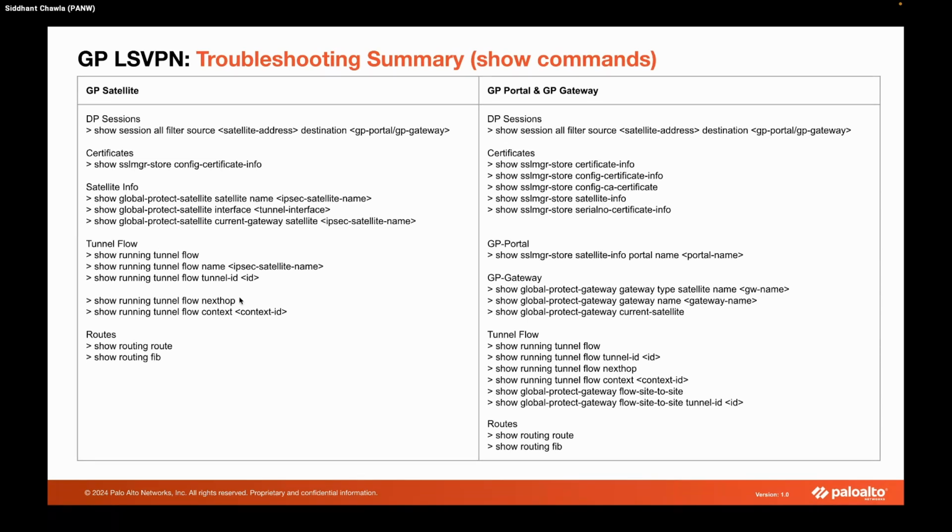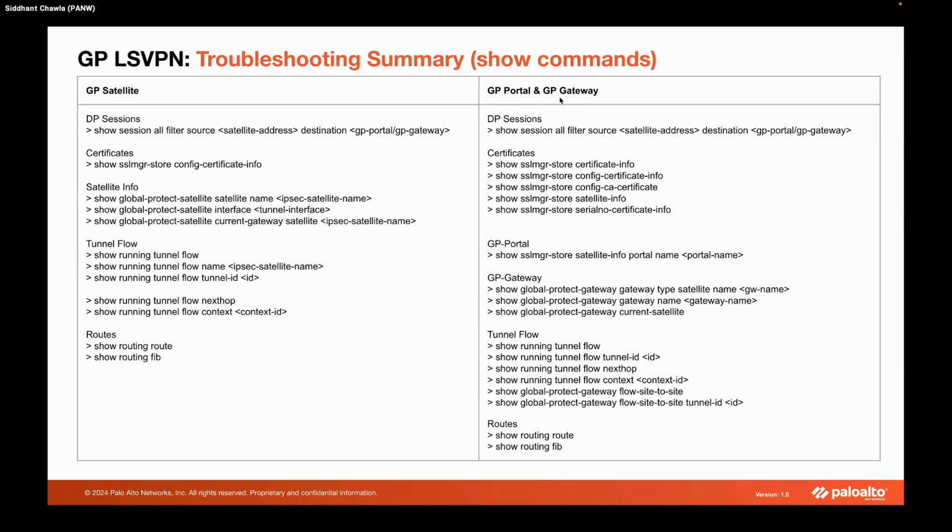For tunnel flow, show running tunnel flow. To specify, you can mention show running tunnel flow name with the IPsec satellite name or the tunnel ID. Show running tunnel flow next-hop as well, and the context as well. For routes, show routing route and show routing fib.